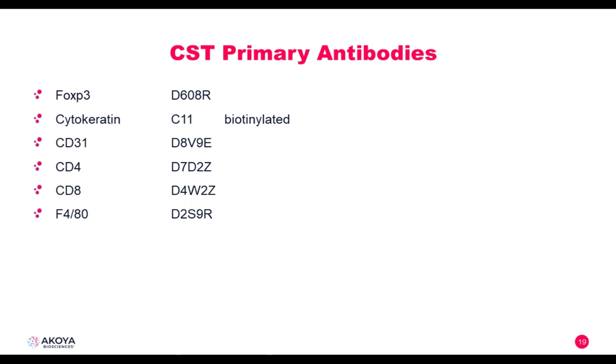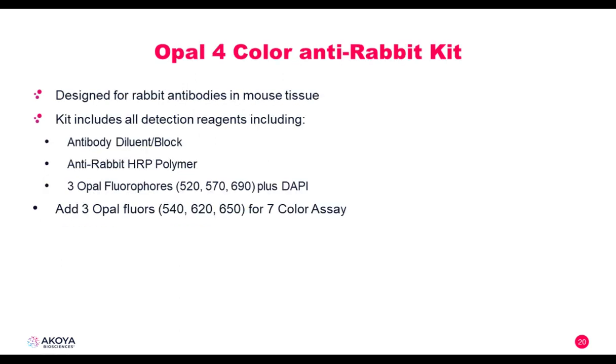The 6 antibodies that were used were FOXP3, cytokeratin, CD31, CD4, CD8, and F4/80 for macrophages. We used the OPAL 4-color rabbit kit, and we added 3 additional fluorophores to make a 7-color assay.